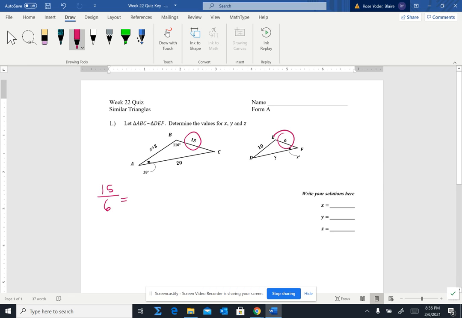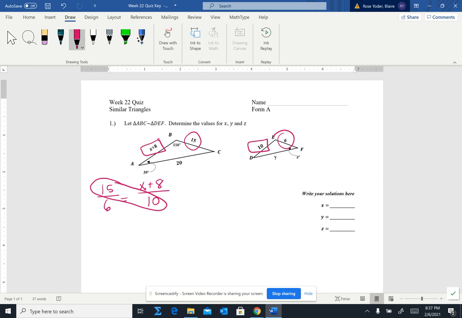So you could set it up like 15 over 6. And then let's solve for x first. I'm going to go x plus 8 over 10. Order matters. Since I went first triangle over second triangle when I did 15 over 6, I had to do x plus 8 over 10 because that was the first triangle over the second triangle.